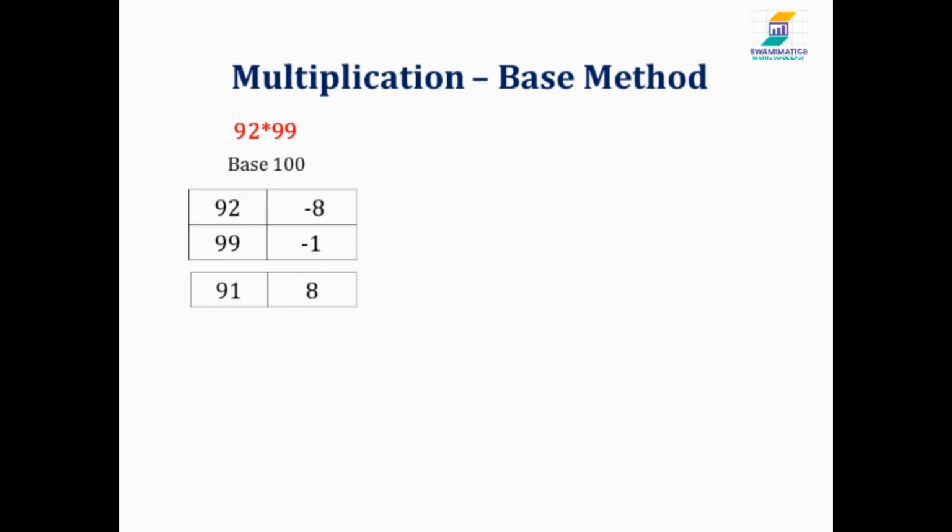Right, 91 and 8. But what have we seen? If the base has two zeros, you need to have two digits on the left side of your sheet. That means the 8 needs to be prefixed with a 0. So your answer is 9108.